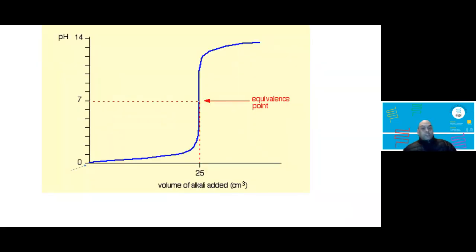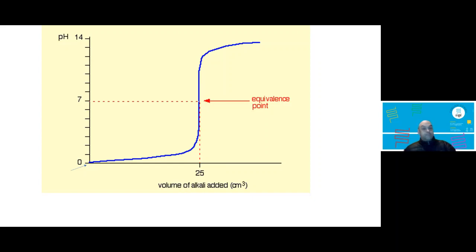So the first thing I'm going to talk to you about is this word equivalence point. Now, what's the equivalence point? Well, the equivalence point is where you've added exactly the right amount of H plus ions and OH minus ions together so that they completely cancel each other out. And it just so happens that if you pick the right indicator, the equivalence point will match up with the end point of a titration.